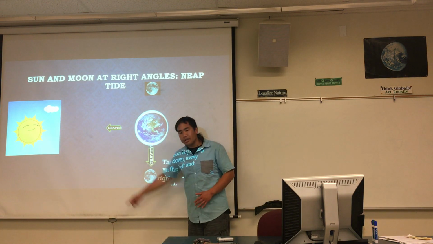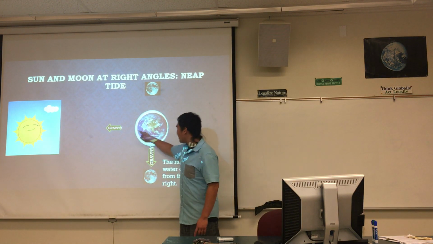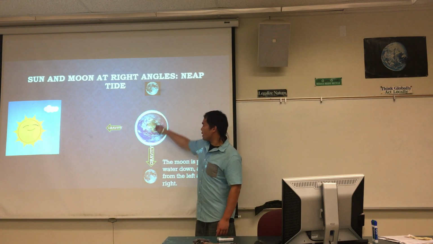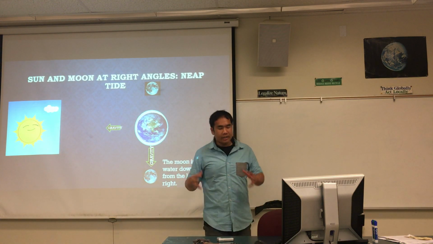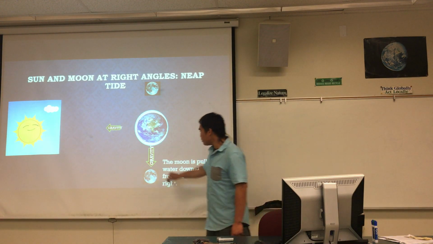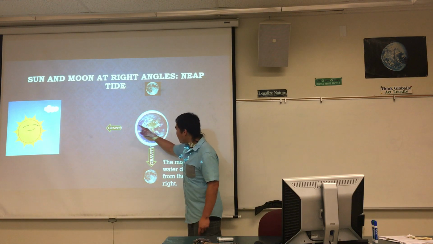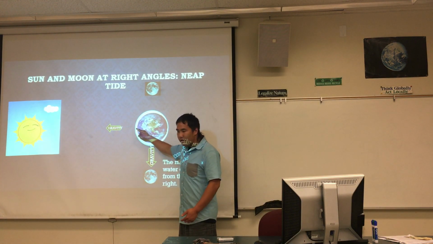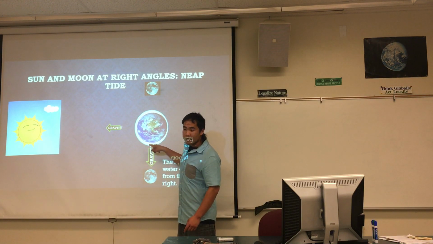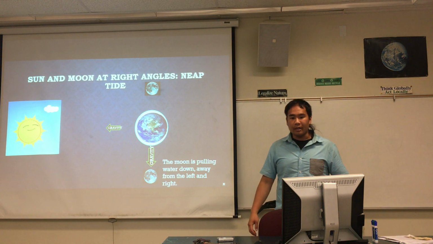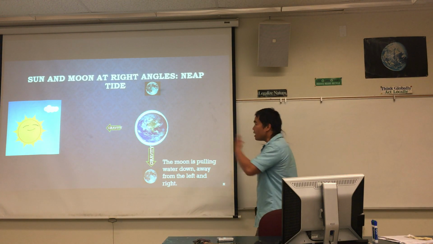But look what the sun's doing. The sun is pulling the water back to A and C, away from B and D. Do you see how the sun and moon are fighting in this case? They're kind of canceling each other out. The moon tries to pull it here, takes it away from here and here, but the sun tries to pull it here, taking it away from here and here. So they're kind of like fighting. They cancel each other out. And then you get something called a neap tide.